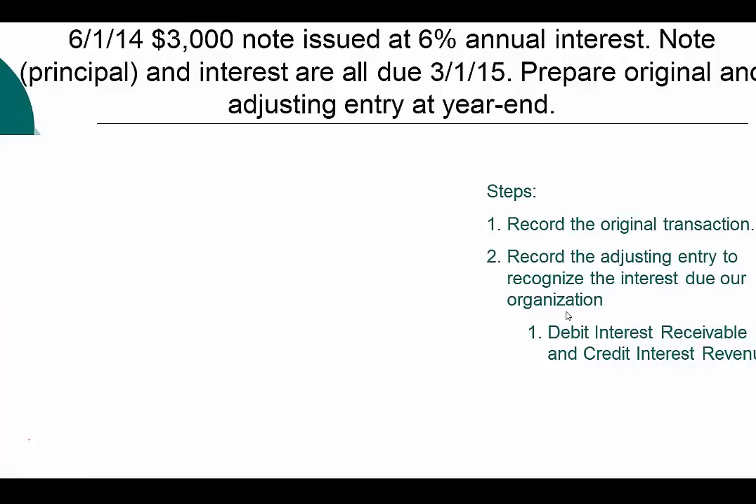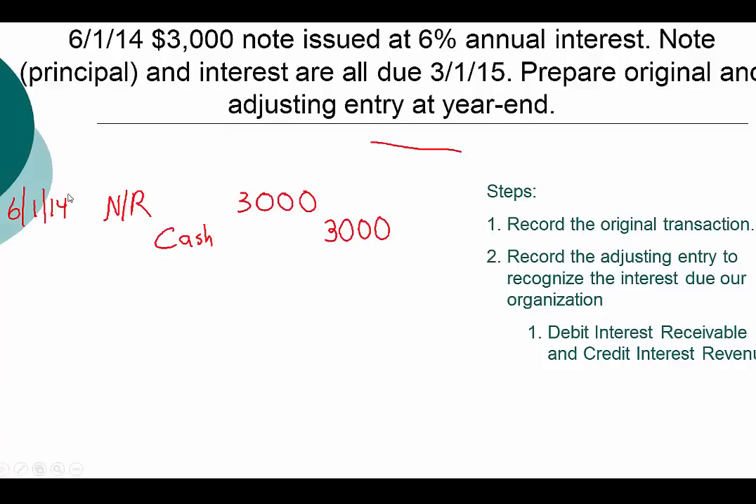Okay, so let's look at the first entry. This is on 6/14. Notes receivable is a debit because it's an asset account for us, something that is owed to us, and we actually paid out the cash to whichever entity we lent it to. So we lent them the money, so our cash reduces. In exchange for that, they give us a promissory note, or a note receivable, that shows that they owe us that money plus the 6%. So that's the original transaction.